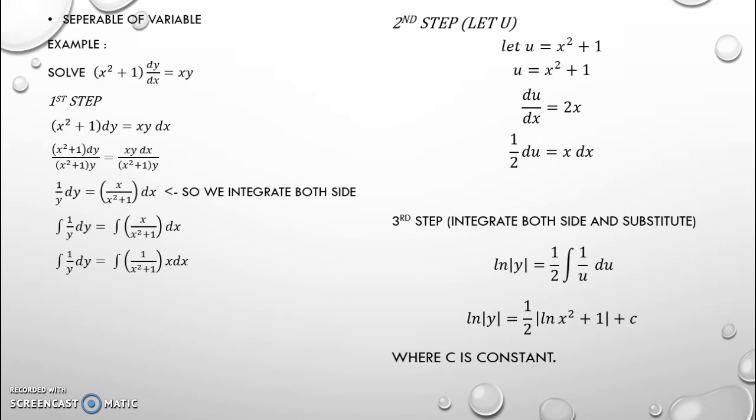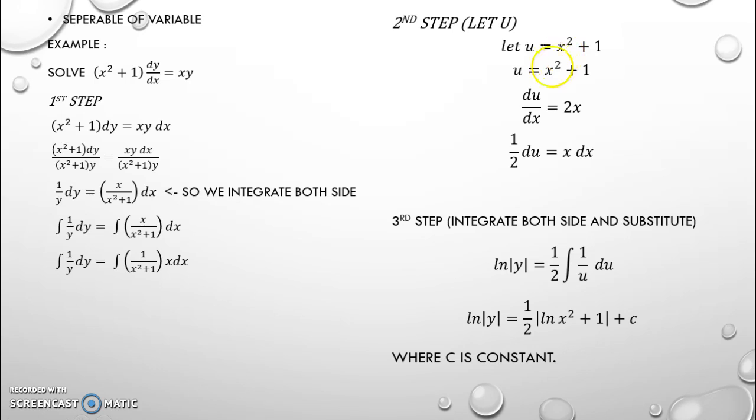So in order to eliminate both of them, we have to divide both sides by (x squared plus 1) y. It will become 1 over y dy equal to x over (x squared plus 1) dx. So we will integrate both sides. When we integrate both sides, we have to let u equal to x squared plus 1.